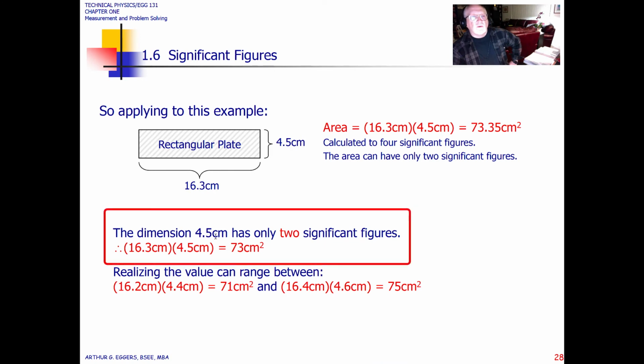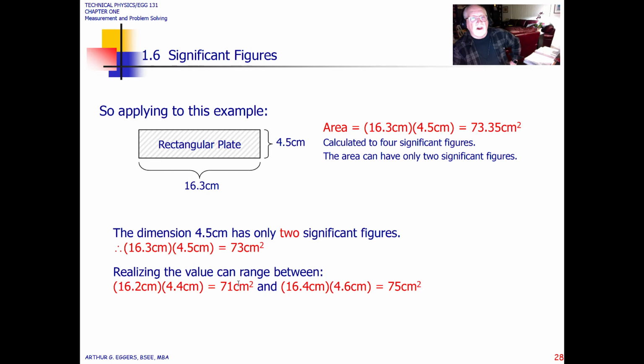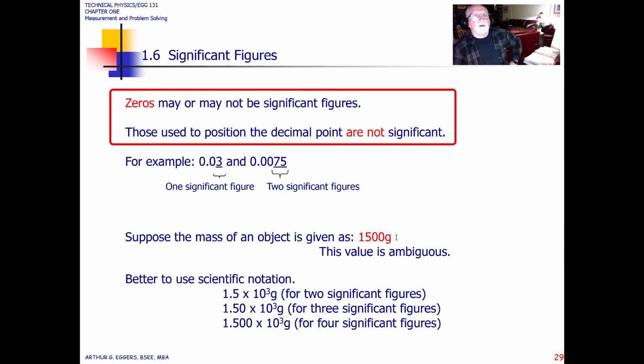The dimension 4.5 centimeters has only 2 significant figures. So rounding down, we end up with 73 centimeters squared. Realizing the value can range between 16.2 centimeters times 4.4 centimeters, which gives us 71 centimeters squared, or 75 centimeters squared. Okay, so 73 becomes our rounded figure, and it is within the range of 71 to 75 centimeters squared.